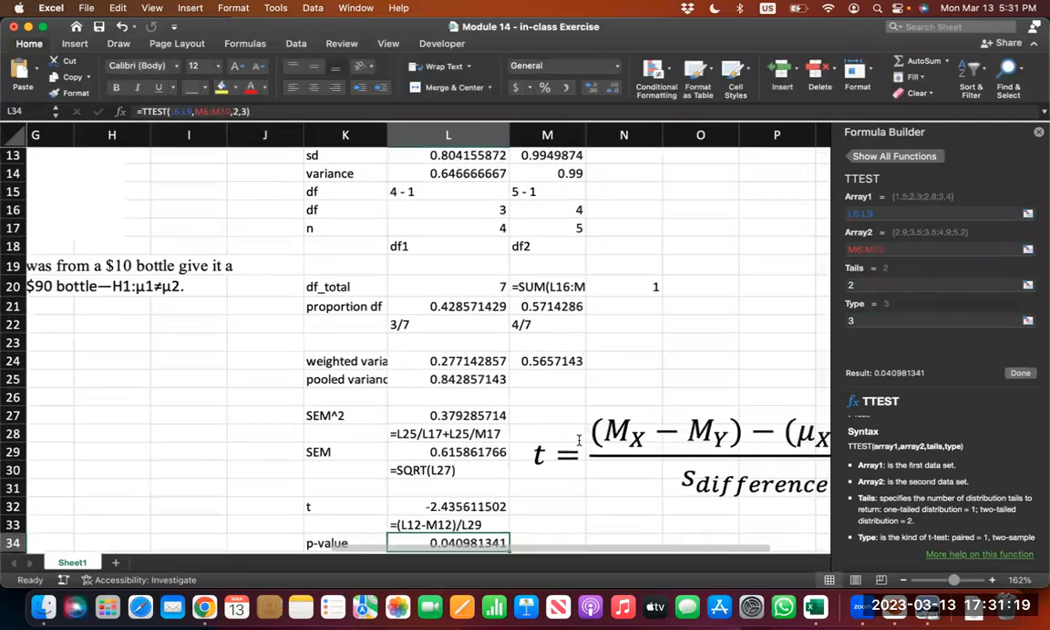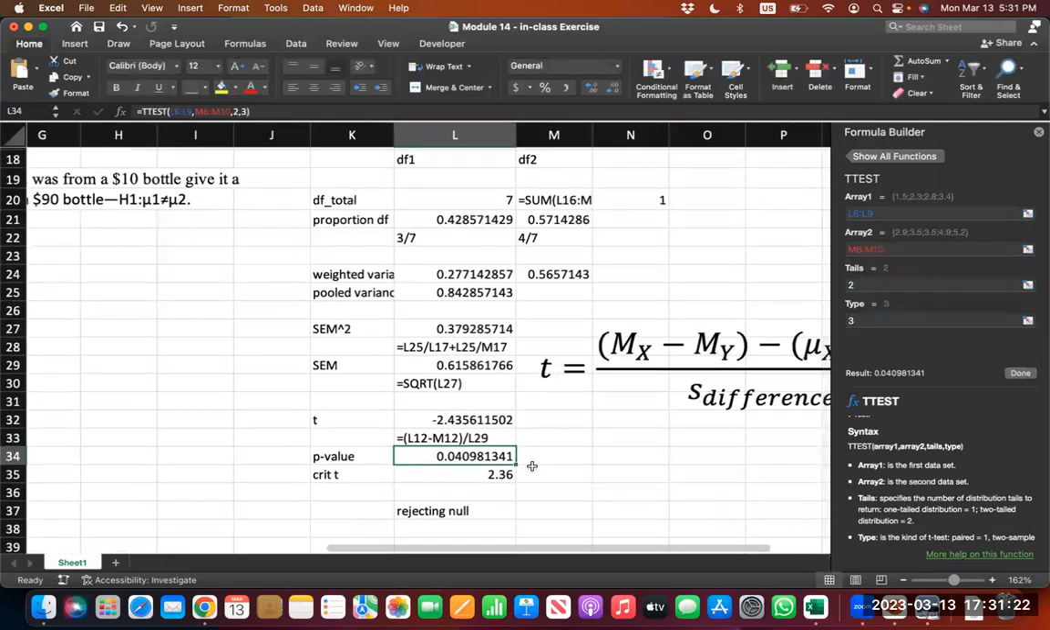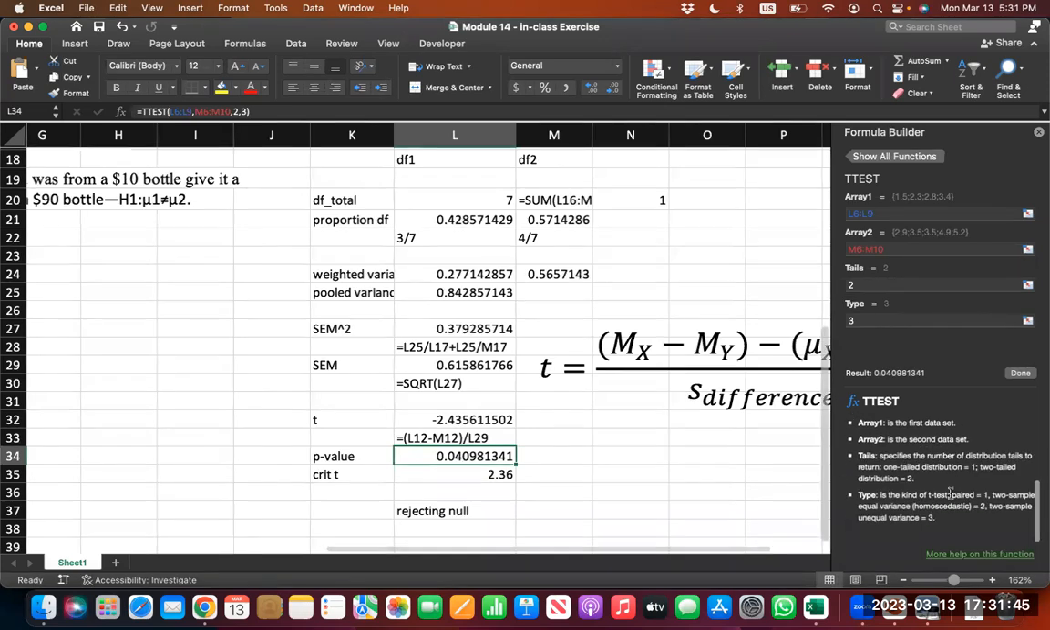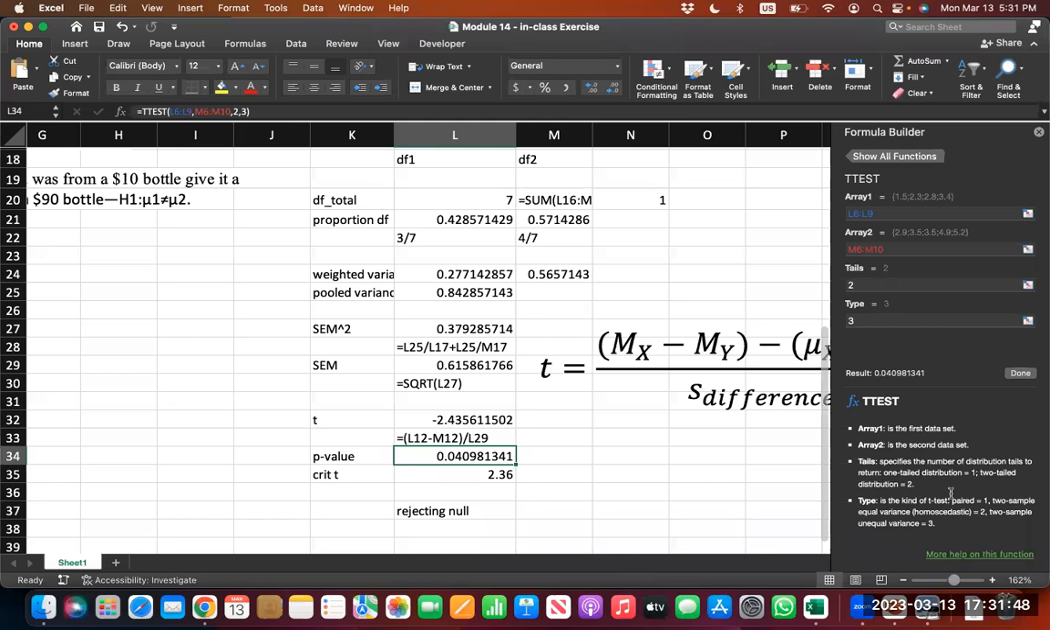If we click on done, we see here a p-value of 4.1%. And these 4.1% are our type 1 error risk. Tails is 2, right? It's a two-sided test. 3 is when you look here at type: with 1, it's paired; with 2, it's homoscedastic or equal variance; and with 3, it's unequal variance, heteroscedastic. So that gets you to the p-value.